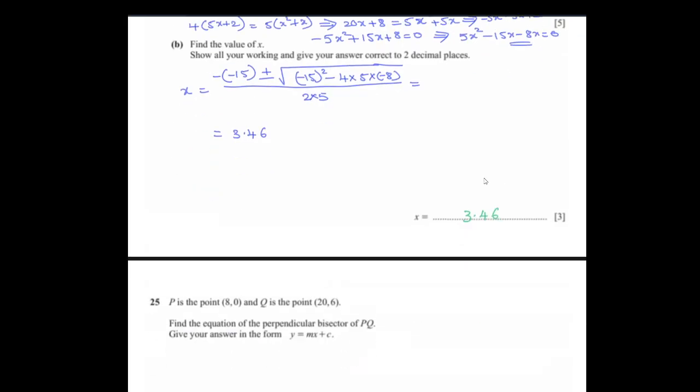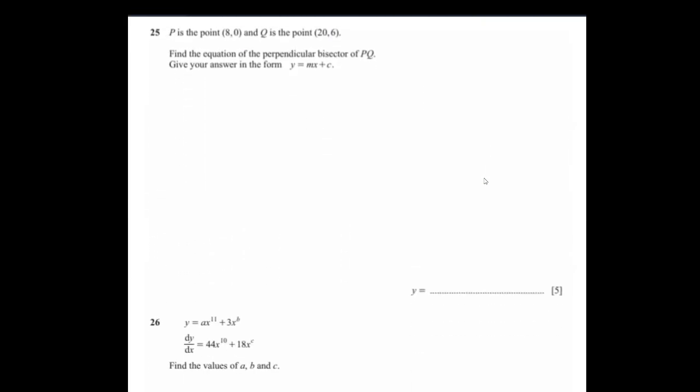Question number 25. P is the point 8, 0 and Q is the point 2, 6. Find the equation of the perpendicular bisector of PQ. Give your answer in the form y is equal to mx plus c. We have been given P and Q and we need to find the equation of the perpendicular bisector of PQ, in the form y is equal to mx plus c. So first we'll find the midpoint of PQ, because the perpendicular bisector passes through the midpoint.